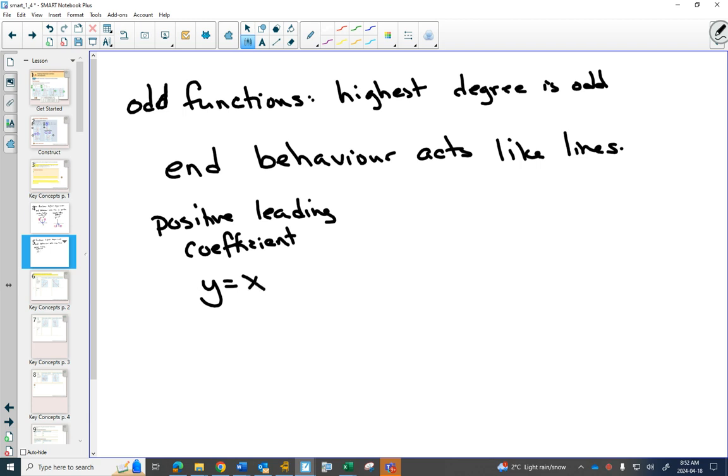Y equals mx plus b. The most simple line would just be y equals x. You know how to graph that? That's a graph with a positive slope. Positive slope goes up from left to right. So here is our end behavior. One side is down, one side is up.